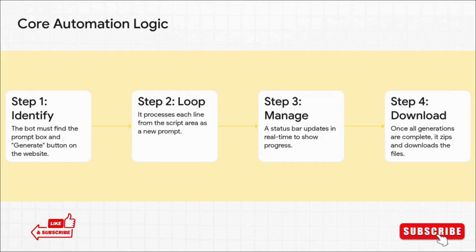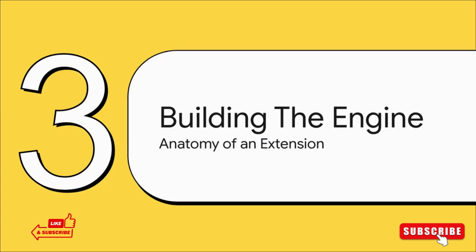And this is how it works under the hood. It's a pretty smart process, really. First, the bot has to find the right buttons and boxes on the web page. Then, it just loops through your script, feeding it in line by line. All the while, it's updating you with a progress bar. And when it's all done, it zips up all your results and downloads them for you. Pretty neat, huh?